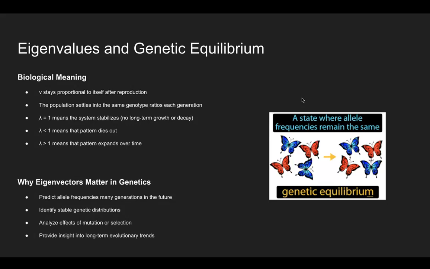Why eigenvectors matter in genetics: they predict allele frequencies many generations into the future, identify stable genetic distributions, analyze effects of mutation or selection, and provide insight into long-term evolutionary trends.